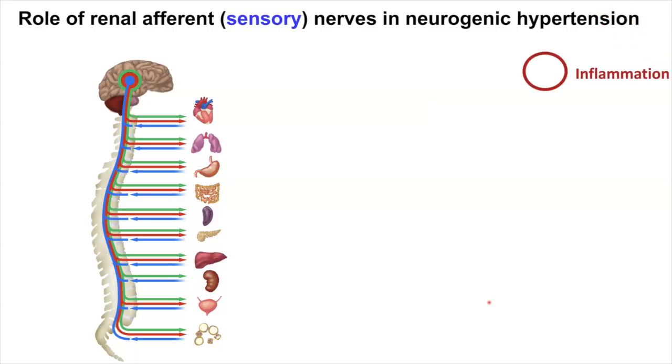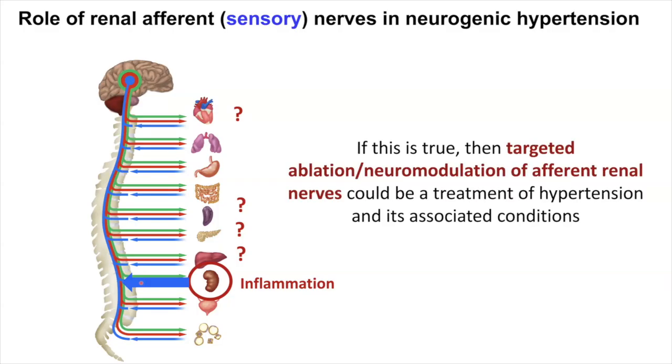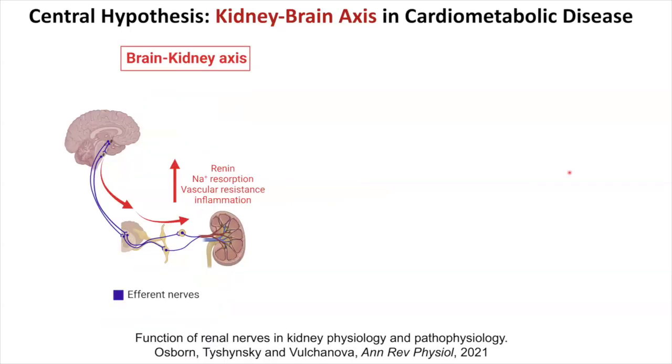And so the idea that we've been working on is that people with hypertension, animals with hypertension, have inflammation in the kidney. And what we think is happening is that inflammation is driving the afferent or sensory nerves that are then going to drive pathways up to the brain and then sympathetic output to other organs that cause all of the other symptoms. So really, it's this sensory pathway that is the problem. So if that's true, then if we perform a targeted ablation or neuromodulation of the sensory nerves, that could be a treatment for hypertension. And that's the idea we've been working on for a while that I'll talk about.